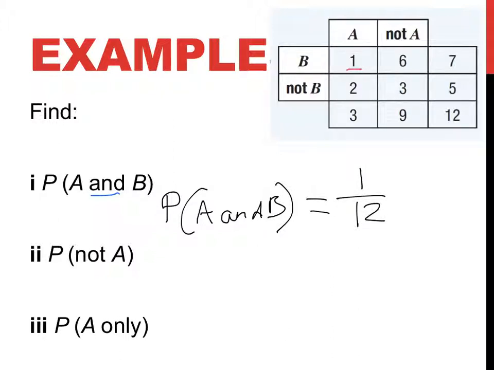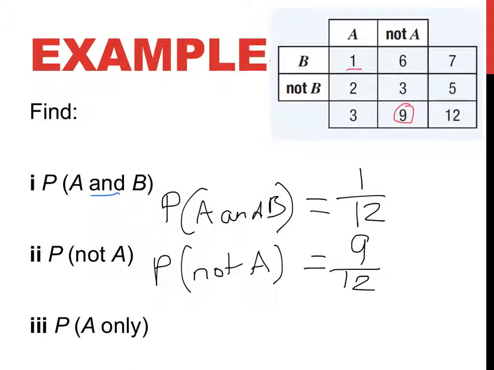The probability of not A, so the probability of not A equals, okay, so people who do not like A is this one down the bottom here, my total, 9 out of 12. Remember seeing if I can simplify. A simpler way to write 9 over 12 is 3 over 4.